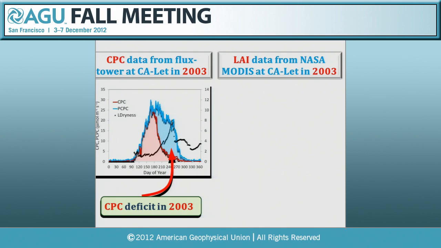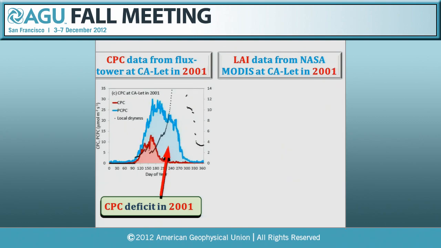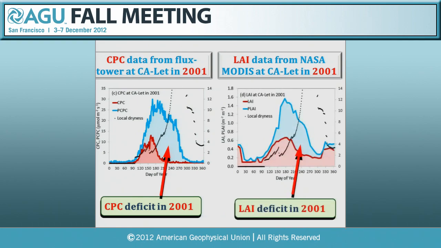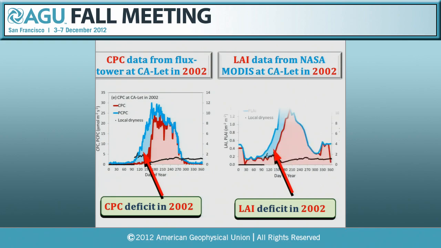How about LAI data? We applied this perfect deficit approach to the LAI data. We can get perfect LAI and LAI. You see the deficits are consistent. The same story. How about 2001? That's the deficit from the tower data. How about LAI data? How about another year, 2002? So you see the deficit is in the spring. Yeah, the consistent story.